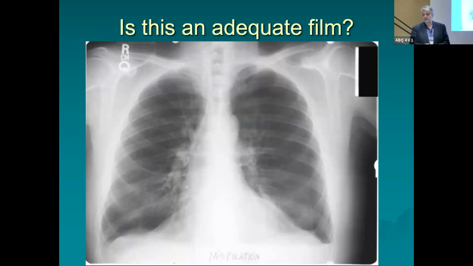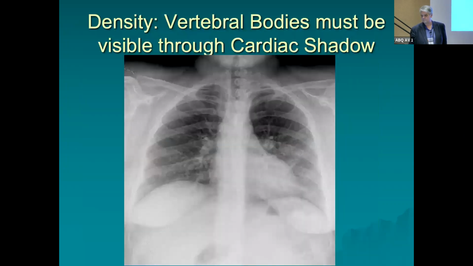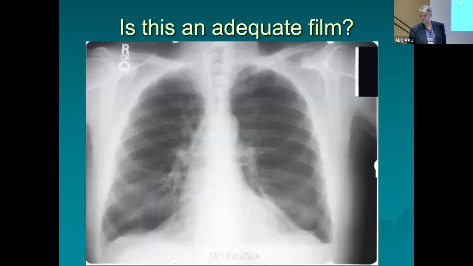So first thing that we look at is this one, think, wow, is this a good quality film? There's several things that we're going to be looking at in this particular one. Okay, I'm just going to go to this one. Is this a good adequate film? When you look at this right here, you should see that, yeah, you can see patient's midline. You can kind of see the clavicles are lined up.